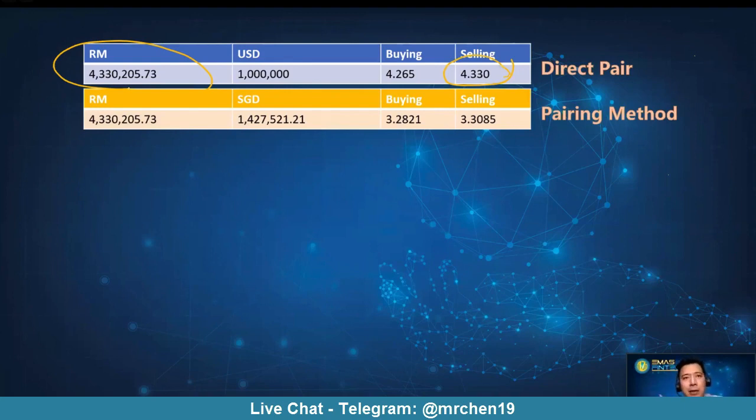I will ring them up and say, hey sir or ma'am, today I'm calling from here, I actually have this ringgit on hand. Do you want to trade with me? If yes, then I will immediately send an email to them to lock down the offer.